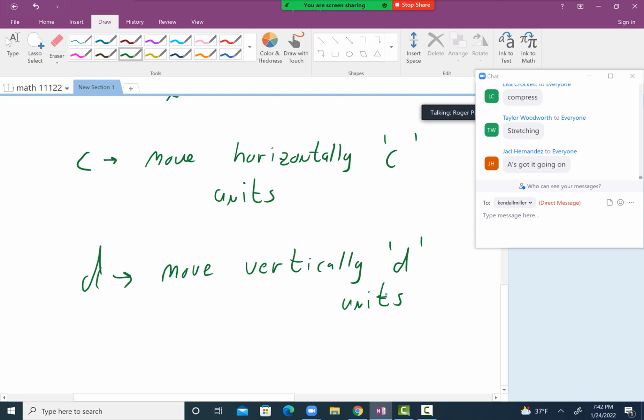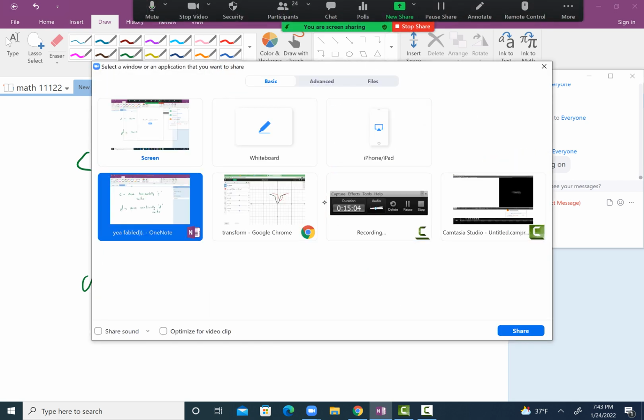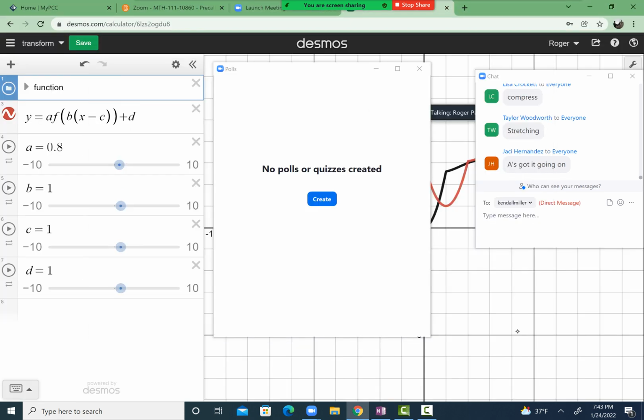Okay, so now we've got it figured out. We've got A. We know A does a lot of stuff, right? It's stretching, it's compressing, it's reflecting. C and D are your moves. C is moving horizontally, D is moving vertically. So the question is what B does. Now B is really hard to see. So what I'm going to do is jump into Desmos real quick and look at this.